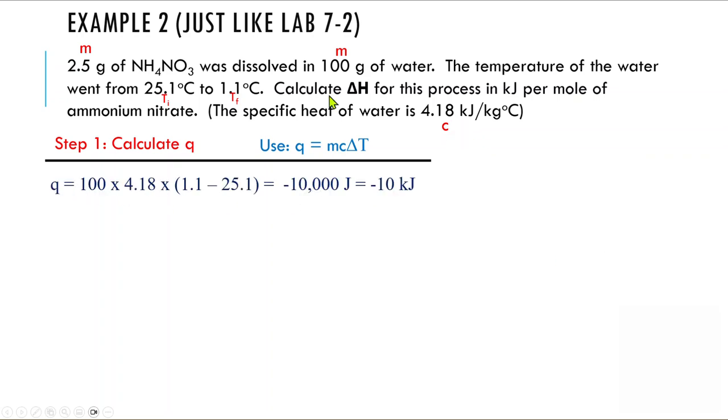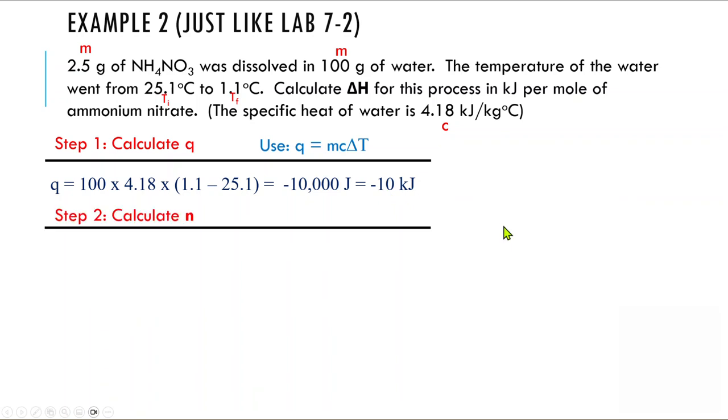So when we plug in, it'll be the mass of water times the specific heat of water times the temperature change. 1.1 minus 25.1 gives us negative 10,000. It's joules because we plugged in grams, but we need kilojoules. So I've got to convert that amount to kilojoules. So negative 10,000 joules divided by 1,000 will equal negative 10 kilojoules.